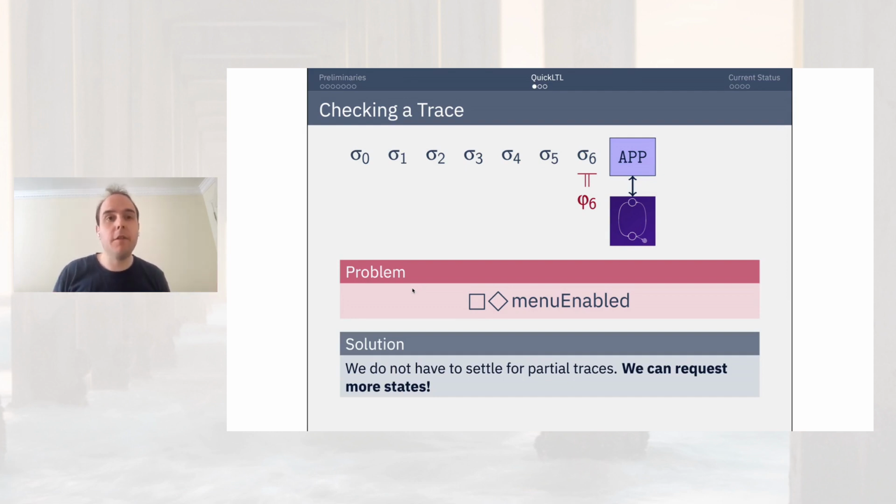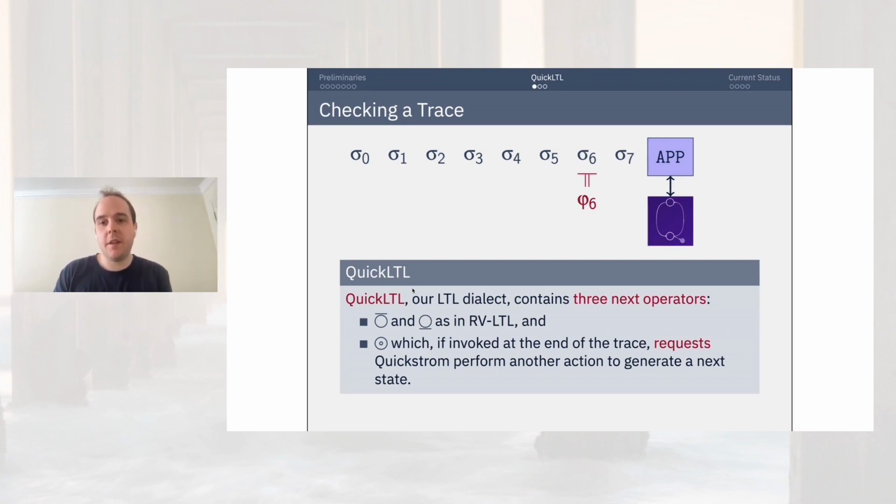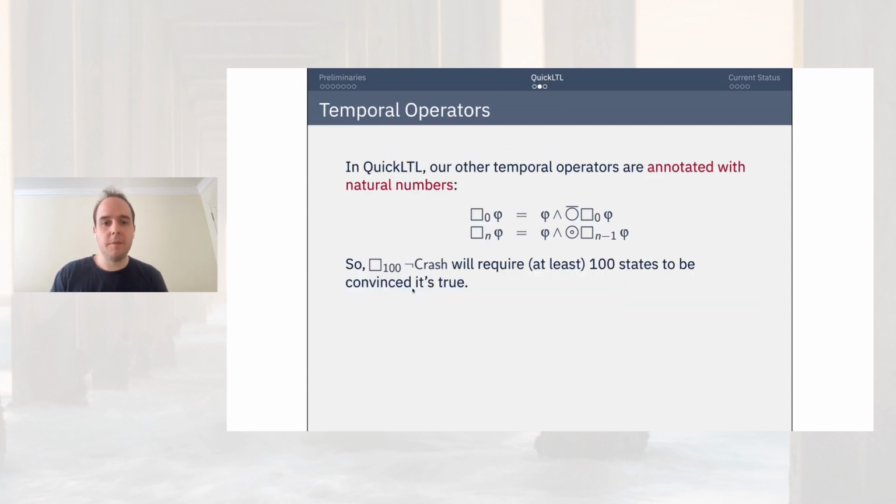Well, we don't have to settle for partial traces all the time. We can ask Quickstrom to do more actions and get more states and extend our trace as far as we like. It has to be finite, but it doesn't have to be this length. It can be any length we need. So what we do in QuickLTL is add a new next operator, which, if invoked at the end of the trace, requests Quickstrom perform another action to generate a next state. So then we'll get another state, and then we can progress our formula further. And we can keep doing this until we have no more demanding next operators.